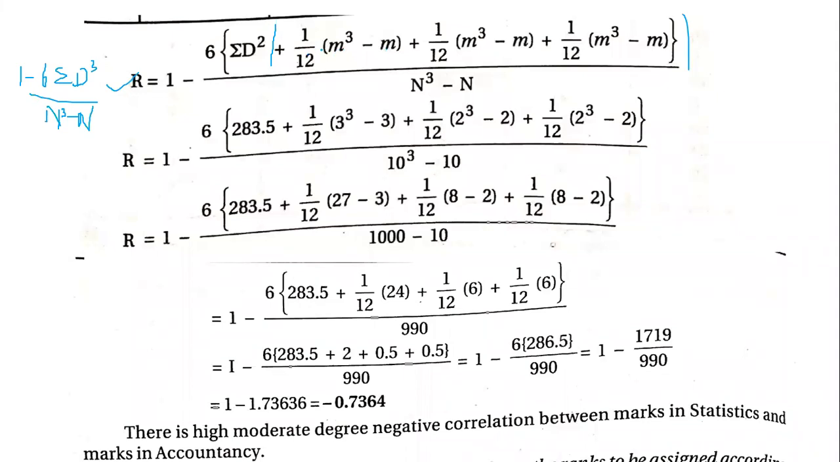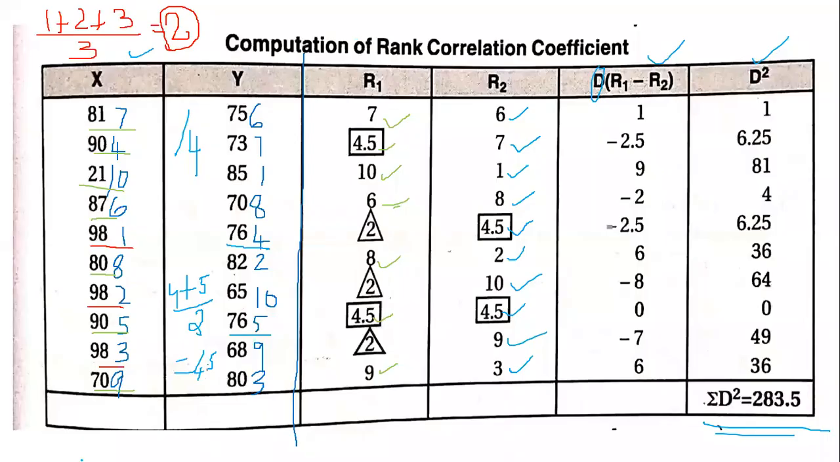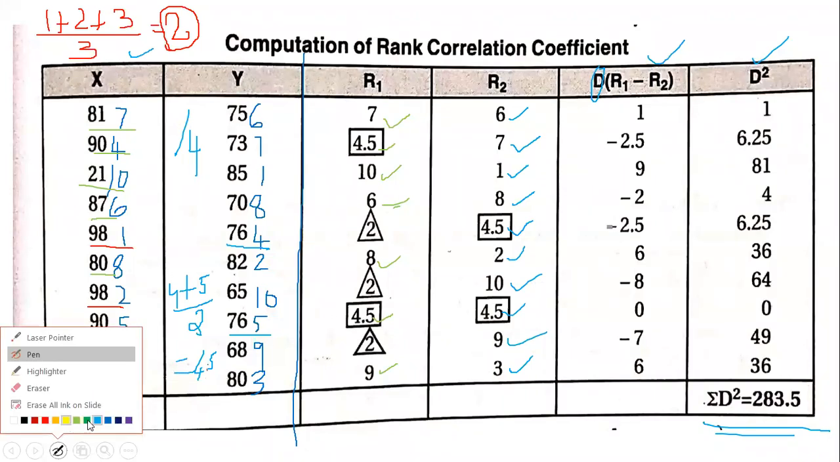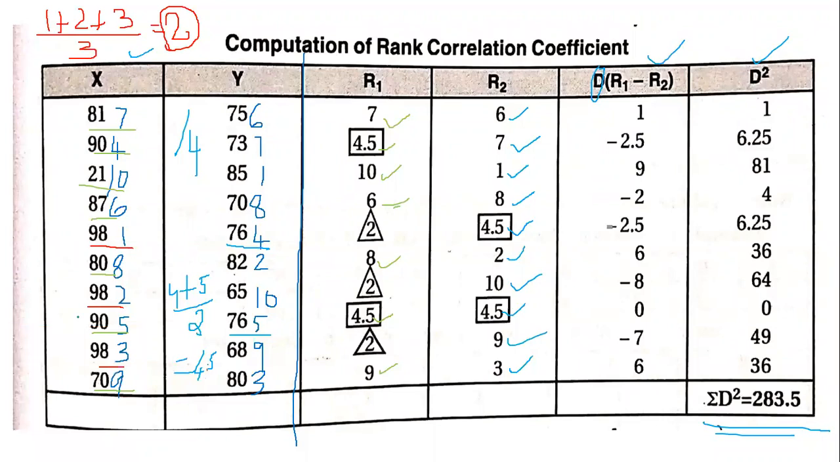Now what is this m cube? M cube is nothing but the number of times the rank is repeated. Now if we go back to the table calculation, let me choose a different color. So the first time the rank is repeated, 98. Okay, 98 is repeated 3 times. 1, 2 and 3. So 98 is repeated 3 times. Then after that you have one more number, 90. 1, 2. 90 is repeated 2 times. So 98 is repeated 3 times, 90 is repeated 2 times in X.